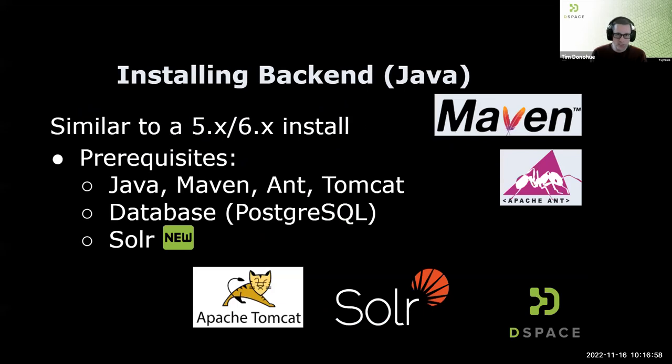First off, when you're installing DSpace, I mentioned there's the backend and the frontend. The backend installation is very similar to an old installation in DSpace 5 or 6. You're using a lot of the same tools here. The process is extremely similar and will look very familiar to you if you've ever installed an old version of DSpace before. So you need the basic prerequisites, you need a database in place, and you do need to install Solr now separately because of changes in the Solr application itself.